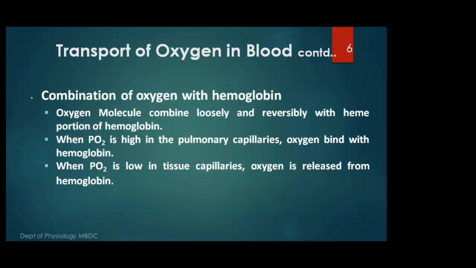In combination with hemoglobin, oxygen molecules combine loosely and reversibly with the heme portion of the hemoglobin. When the partial pressure of oxygen is high in the pulmonary capillary, oxygen binds with the hemoglobin. When the partial pressure is low in the tissues, oxygen is released from the hemoglobin.